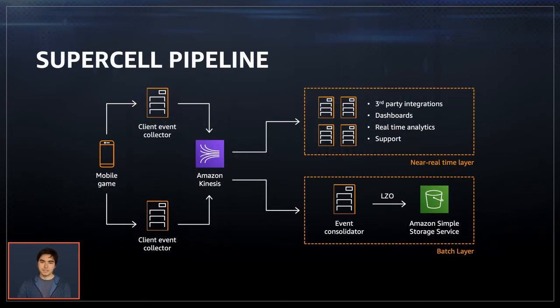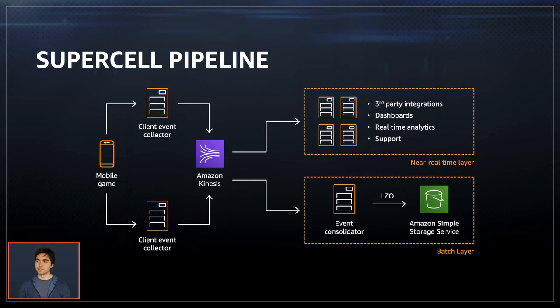And let's actually dig a little bit more deeply into their architecture. So you can see that Supercell has both a near real-time layer and a batch layer, just like Debbie created in our example. So their game is sending out these events from mobile devices. Those events are being collected and sent to Amazon Kinesis, which then branches into these two separate pipelines.